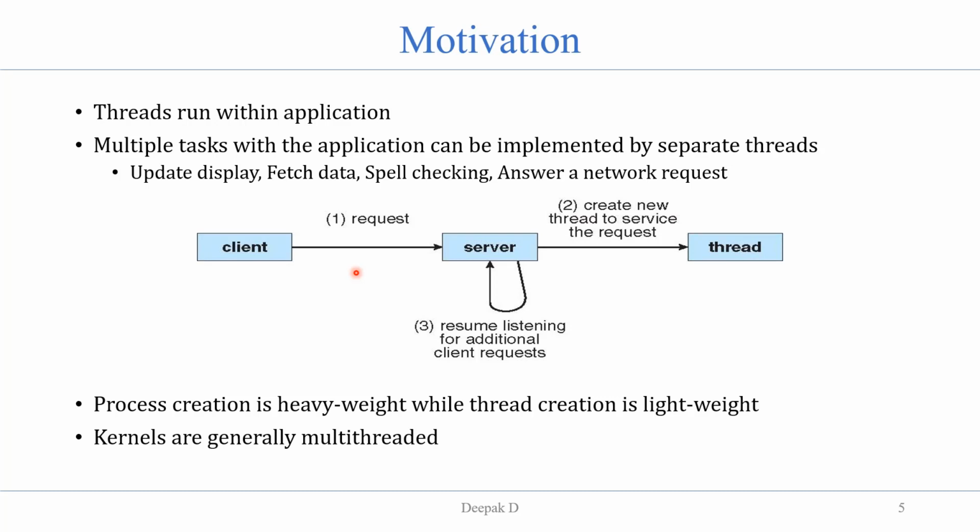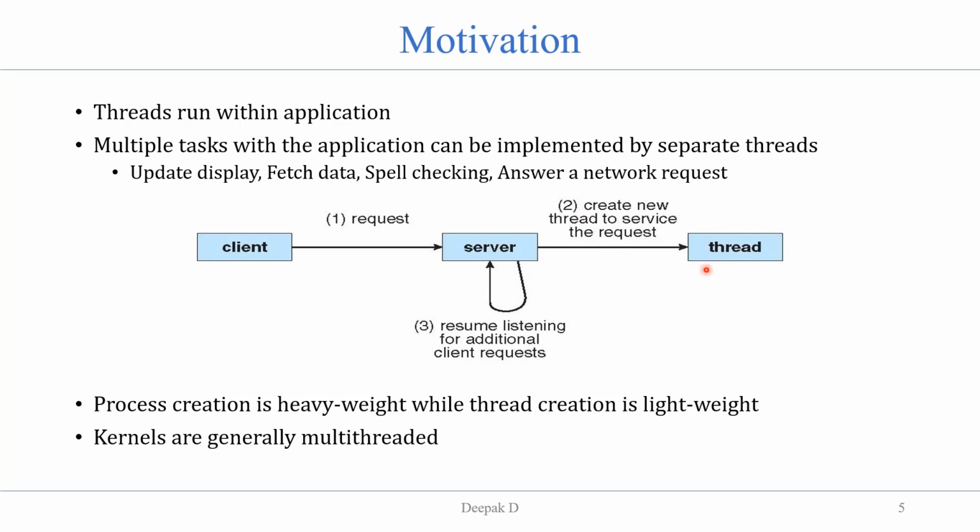Hence another solution is, instead of creating a process, you create threads for serving the requests of clients. Assume that the web server process is multi-threaded, so that the server will create a separate thread that listens for client requests. Whenever the client makes a request to the server, you can see this in the diagram, what will the server do? The server will create a new thread to service the request. So the thread is created now.